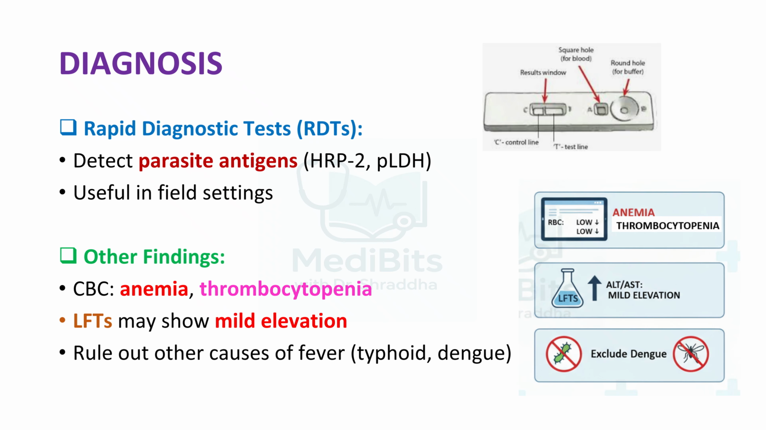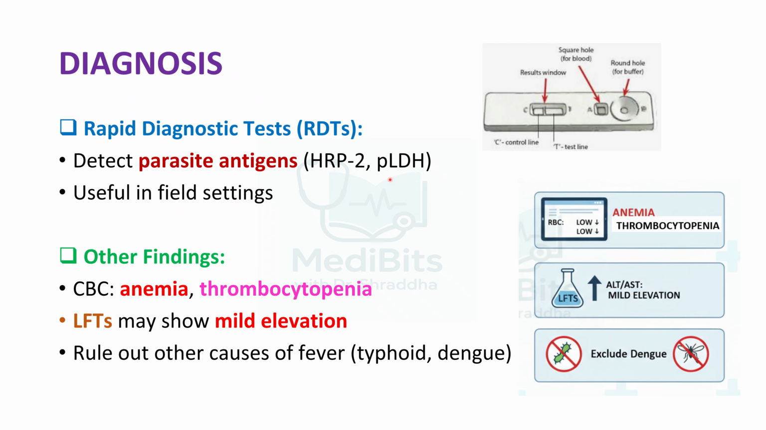Next are rapid diagnostic tests or RDTs. These are fast, field friendly and don't need a full lab setup. These are detecting parasite antigens, little molecules from the malaria parasite, and the two biggies here are HRP2 and pLDH. HRP2 is specific for Plasmodium falciparum and pLDH is more of a general parasite detector.